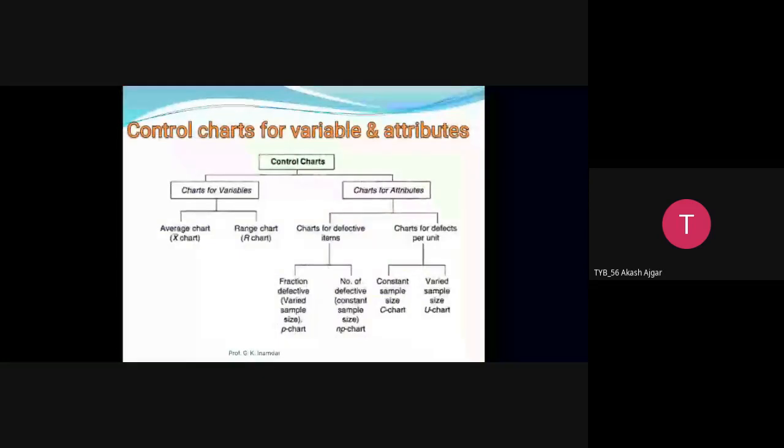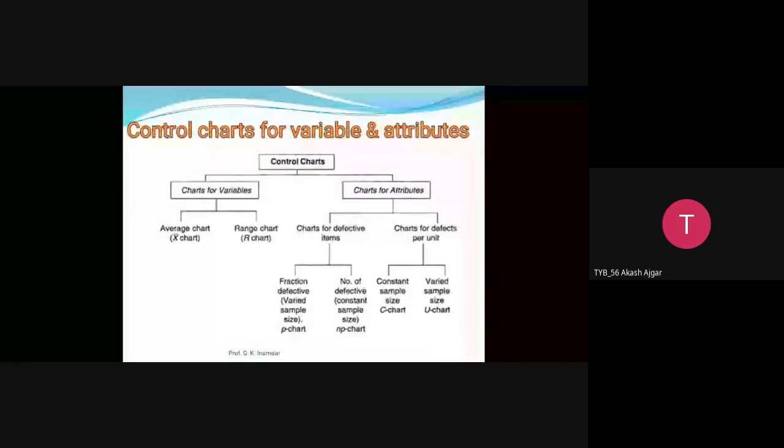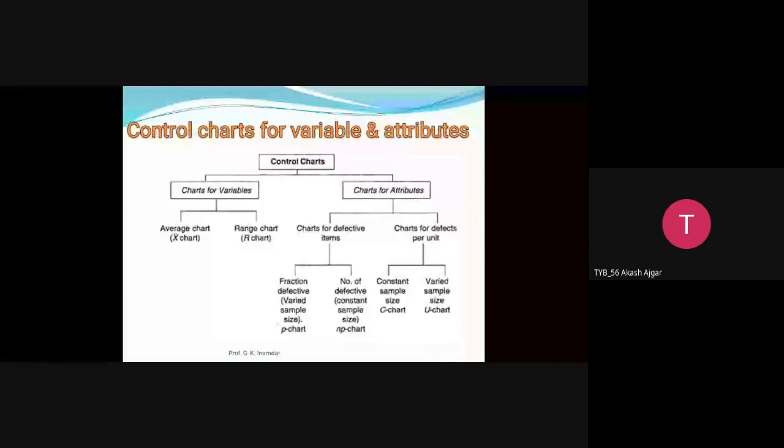Okay, so control charts for variables and attributes. We have currently seen what is meant by control charts and what is the purpose of the control charts, and we have seen some benefits regarding the control chart, how we are controlling the values in between the upper limit and lower limit. Now we have to see the control chart for the variables and attributes.